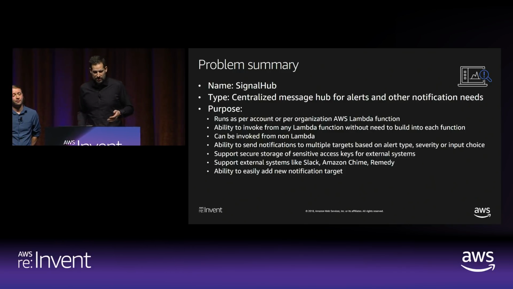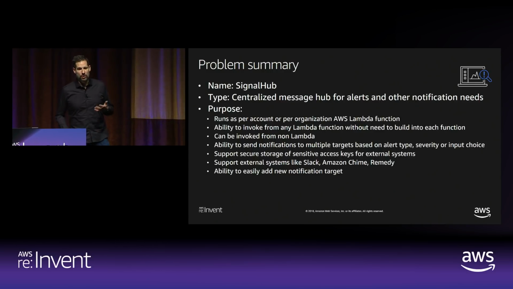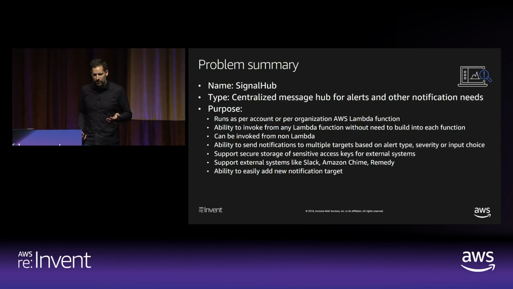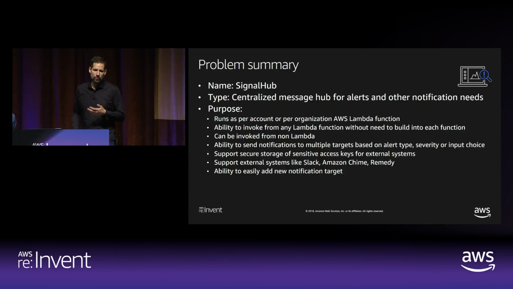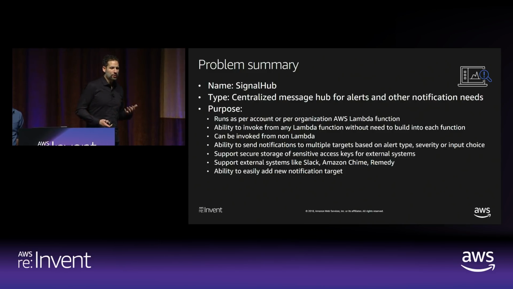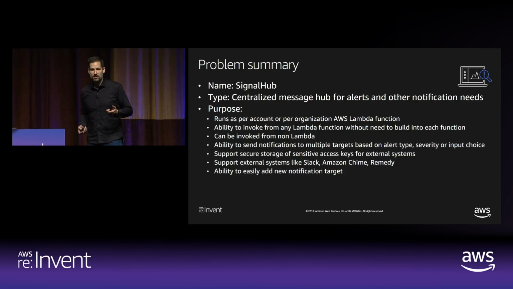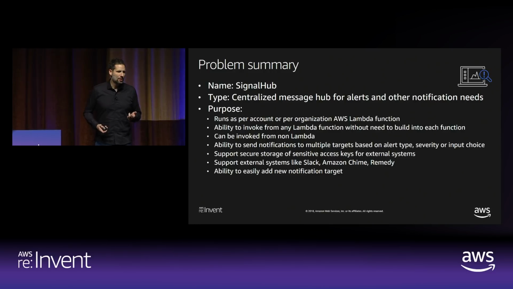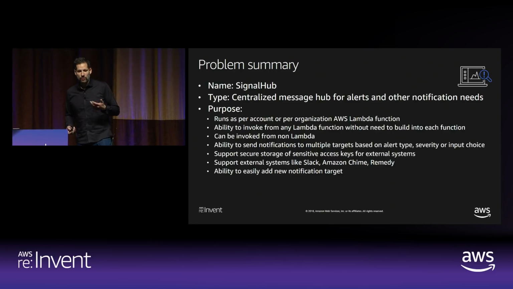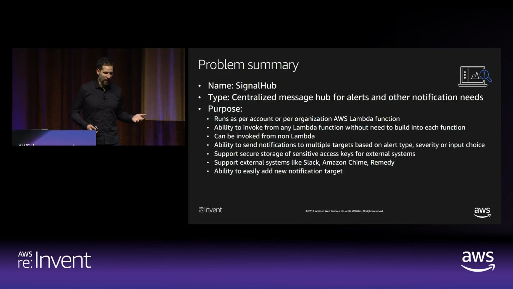So the first one I'm going to talk about is Signal Hub. It's basically a centralized messaging hub for alerts and other notification needs. Some of the purposes of doing this and how it works is that it has the ability to run in a per account or per organization or multi-account strategy, where you can invoke this from any other Lambda function without the need to build messaging support into the different functions. It needs to be able to be invoked from non-Lambda. So you can invoke it from the command line. You can invoke it from any other tool you have.